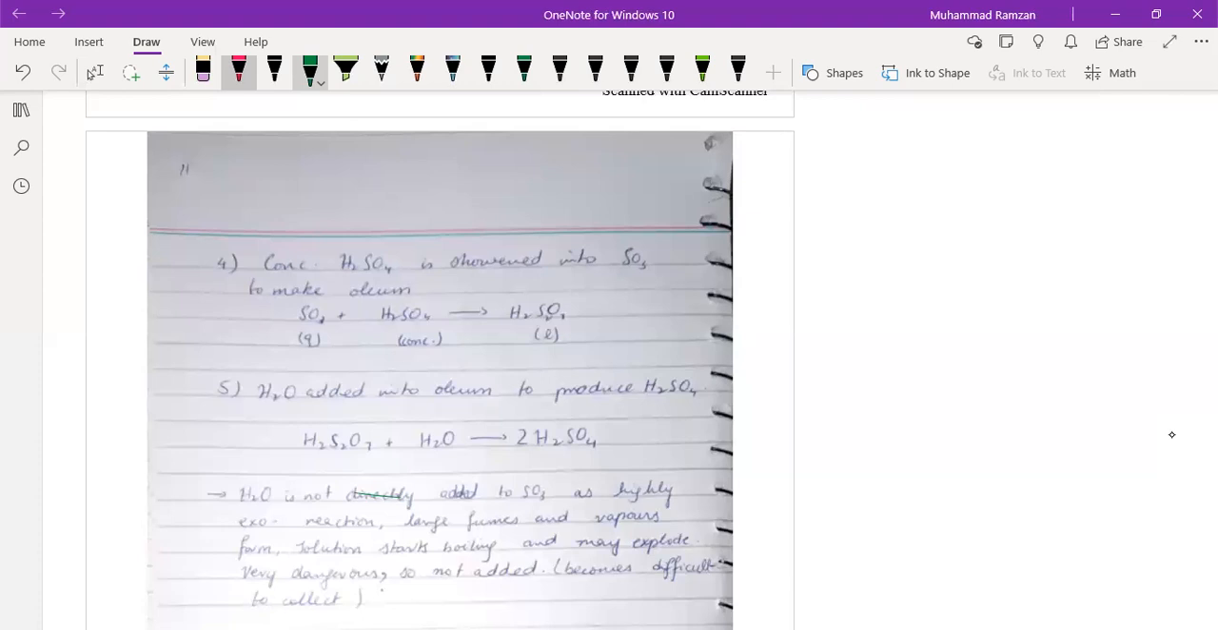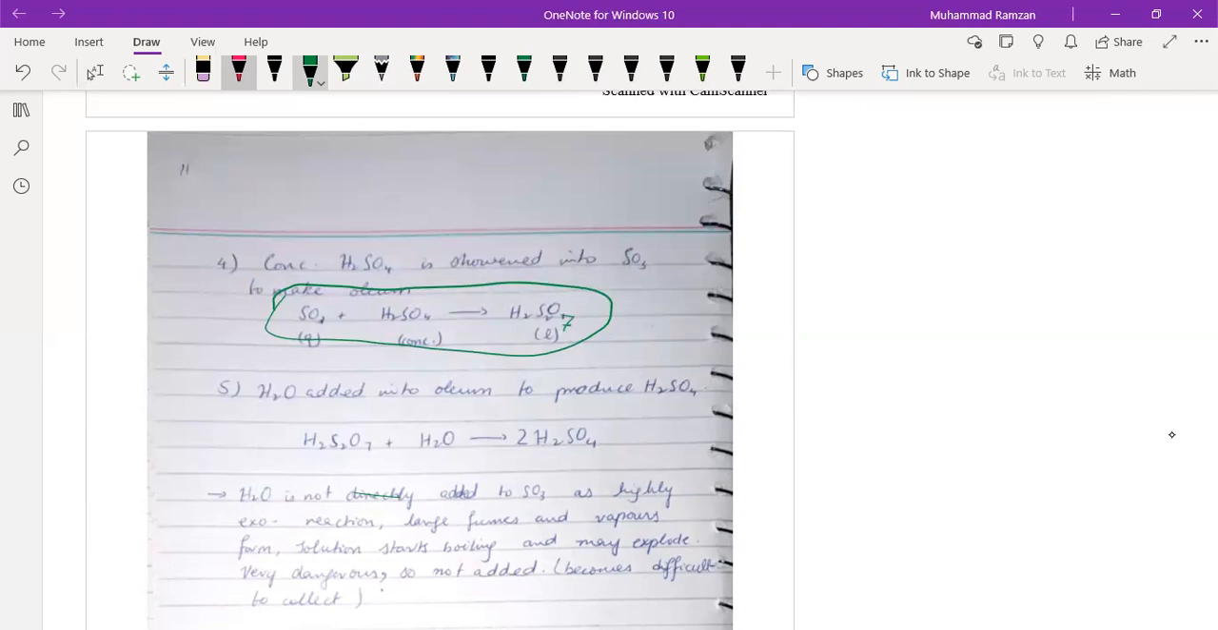I don't understand the question. Actually, I write this equation. If you look at this equation, can you read this equation? SO3 plus H2SO4 goes to H2S2O7. Oh, 7. This is 7.